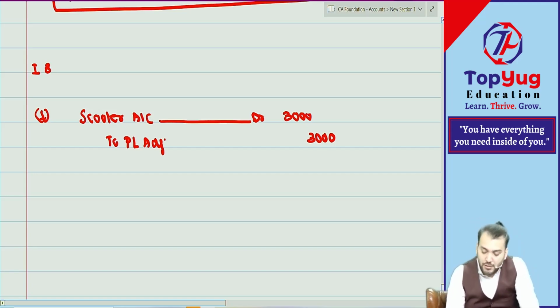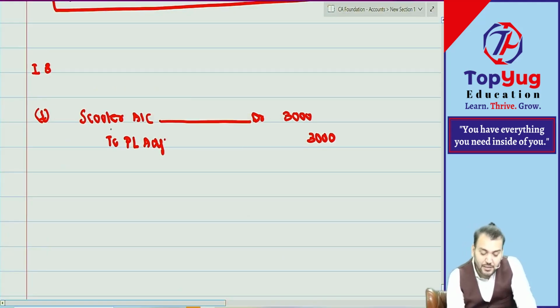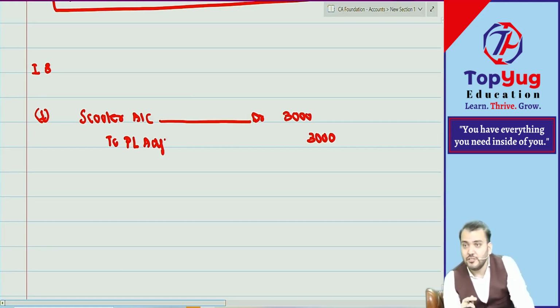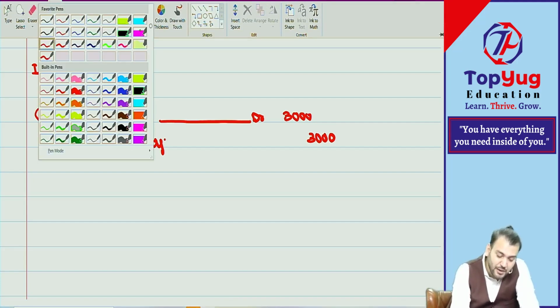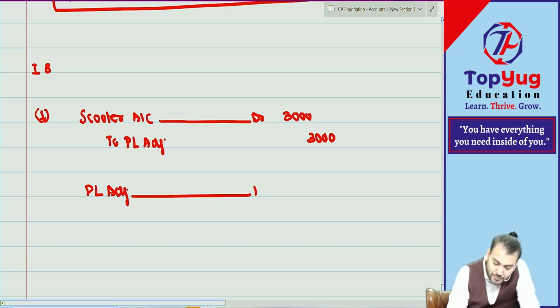Understood? Now, in this question at the end, it is given Mr. Roy used 10% depreciation on vehicle. Can I say in last year, because you have not debited scooter, you have not charged depreciation? You need to record depreciation also. What is the journal entry for depreciation? Depreciation account debit to scooter. But depreciation is which account? Nominal account. So what journal entry will you do? PL adjustment account debit to what? Scooter. What amount? 10% is 300.